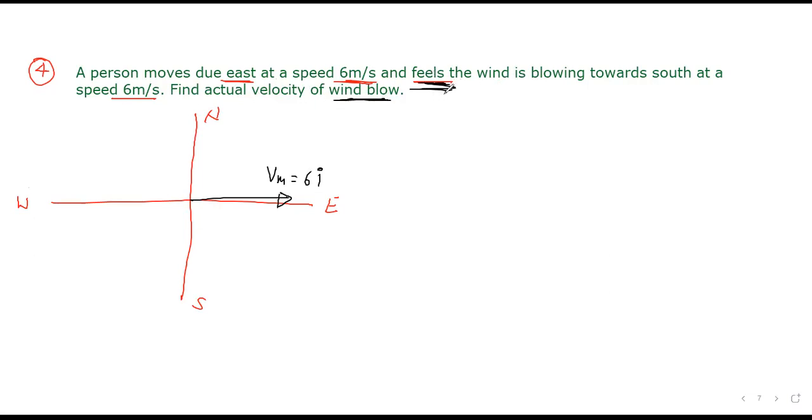What we feel is the relative velocity, always remember, okay? The wind is blowing towards the south. The velocity of the wind is given downward, right? And the magnitude given is 6, so this is 6, and remember this is minus j, the negative y direction. Now the question is, the relative velocity is given, and they are asking for the true velocity of the wind, correct?